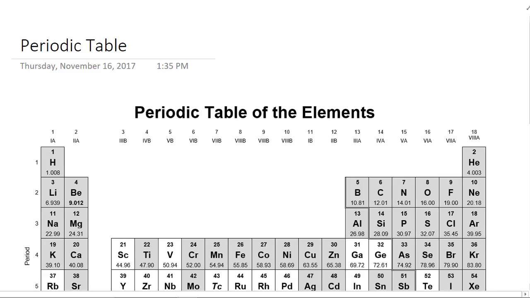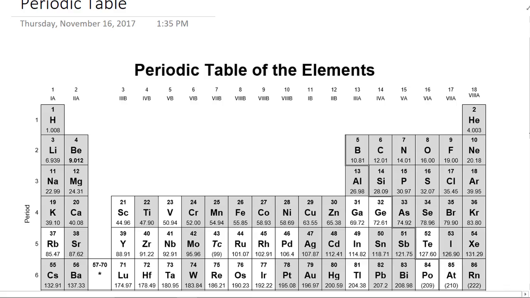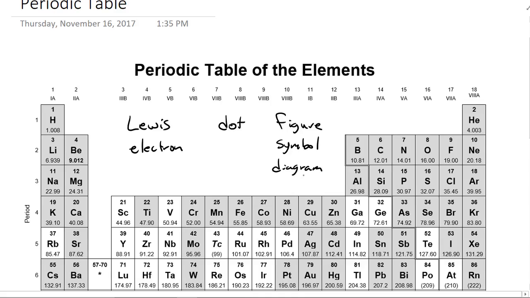All right, so next up we're going to look at Lewis. I'm going to write these words out: Lewis and the word electron. And in the second column, I'm going to put the word dot, and then I'll put the word figure, symbol, diagram, and structure.